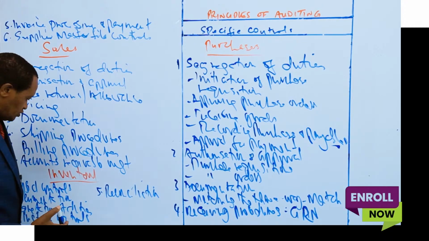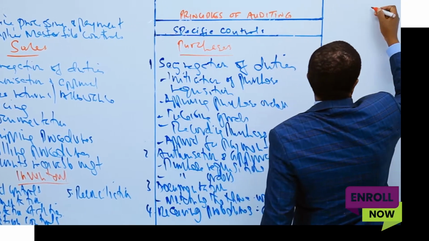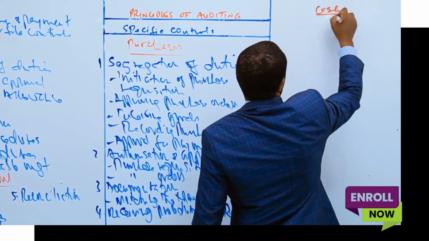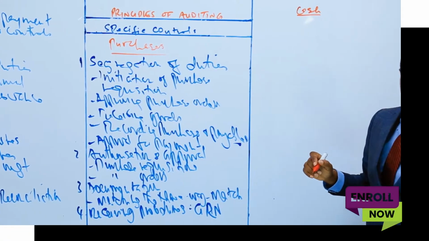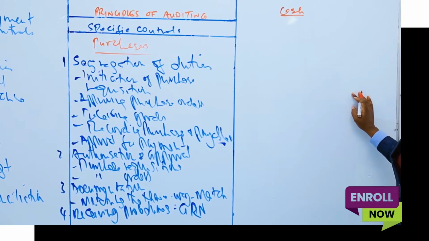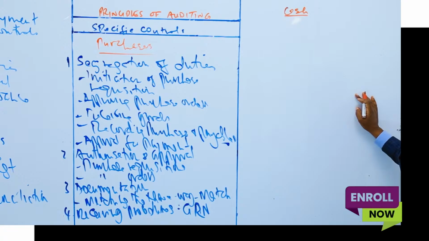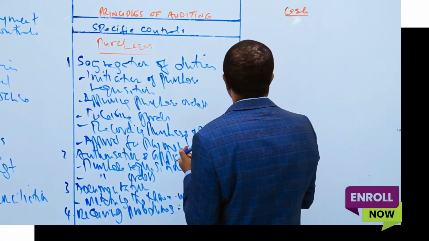Allow me to move on to specific controls on cash. What are the specific controls of cash? Now, cash is the most liquid asset and highly susceptible to fraud and misuse. So there ought to be strict controls over cash. One control is segregation of duties.